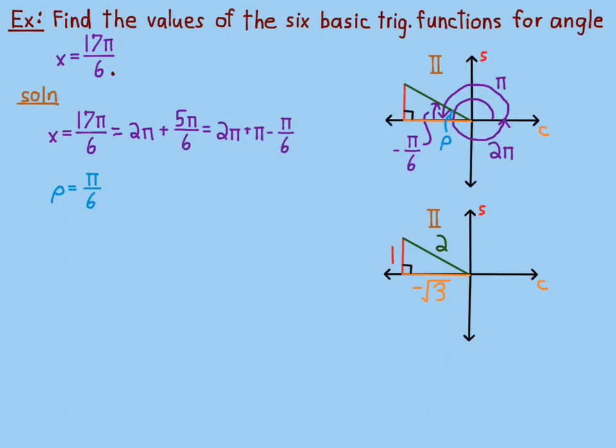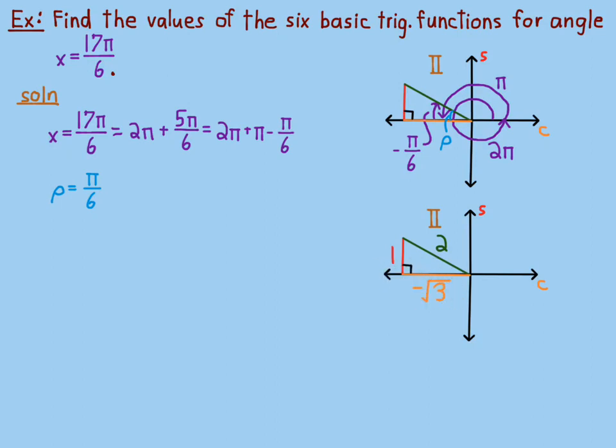And I just redrew the picture without all the arrows and stuff from the angles. Now I'm labeling the horizontal leg as negative square root of 3 because it's in quadrant 2. These are actually the coordinates of the point here. So the first coordinate of the point here is negative square root of 3. So that's why this is labeled negative square root of 3.